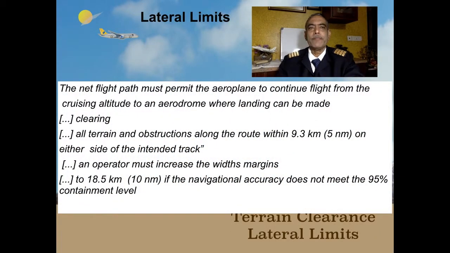Having seen the net drift down altitude, let's see the legal requirements as far as the lateral limits are concerned. The net flight path must permit the aeroplane to continue the flight from the cruising altitude to an aerodrome where landing can be made, clearing all terrain and obstacles along the route within 9.3 kilometers or 5 nautical miles on either side of the intended track. And an operator must increase the width margins to 10 nautical miles if for some reason the navigation accuracy does not meet the 95% containment level.